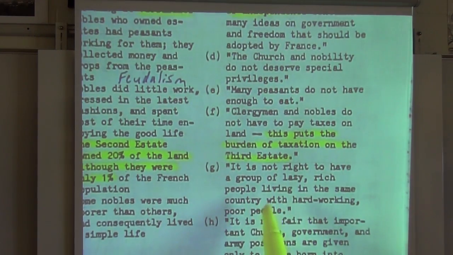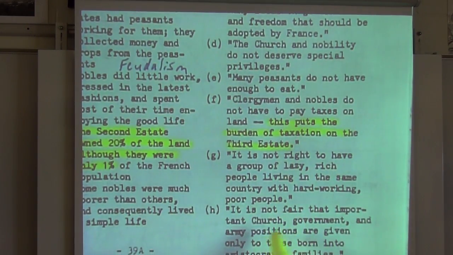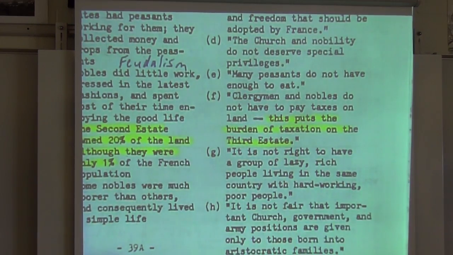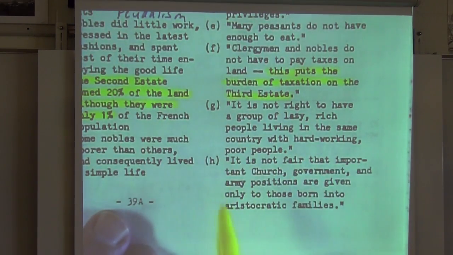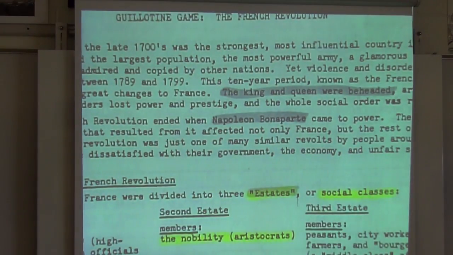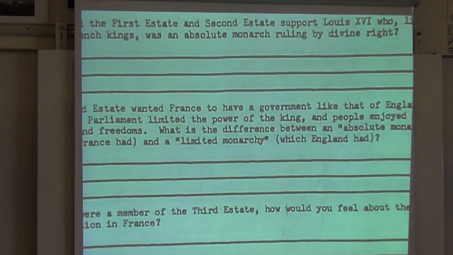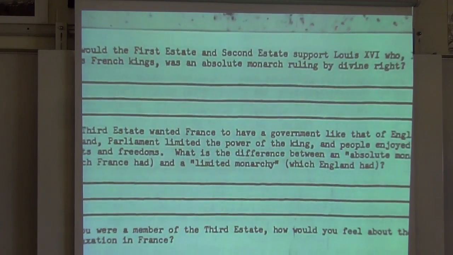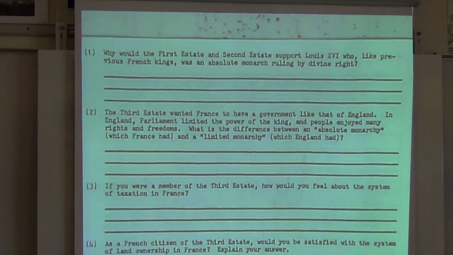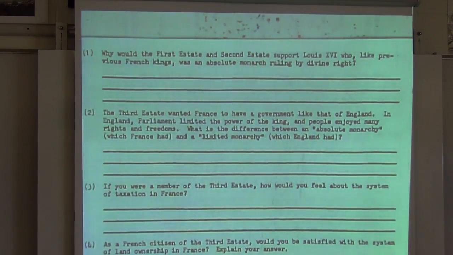It is not right to have a group of lazy, rich people living in the same country as hardworking, regular folks. Okay? It is not fair that all these things go to aristocratic families only. All right, so then let's go through this. It's not very difficult. I think you can go through these 4 questions right up here and pretty easily figure them out. Okay?